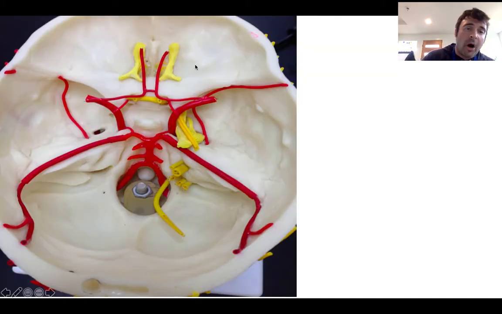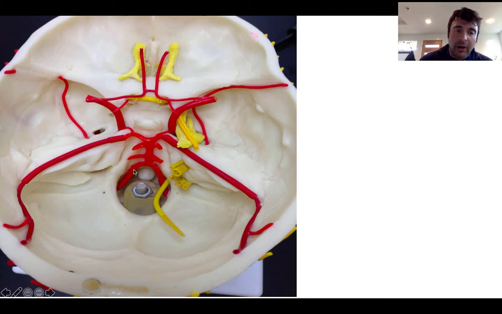When we look at the model that's going to be used in class, this is the model, and this is essentially our cerebral arterial circulation model, or our circle of Willis model. You can call it either one on the exam.